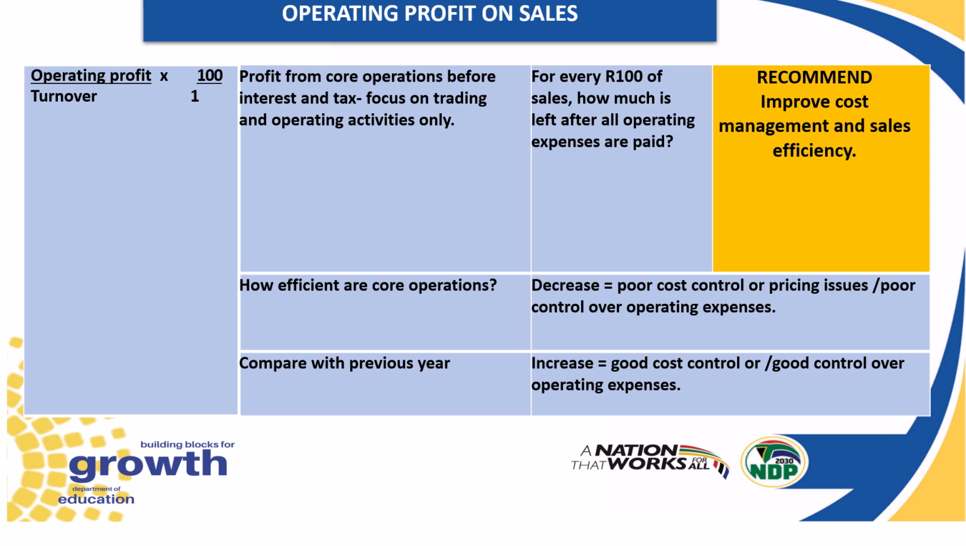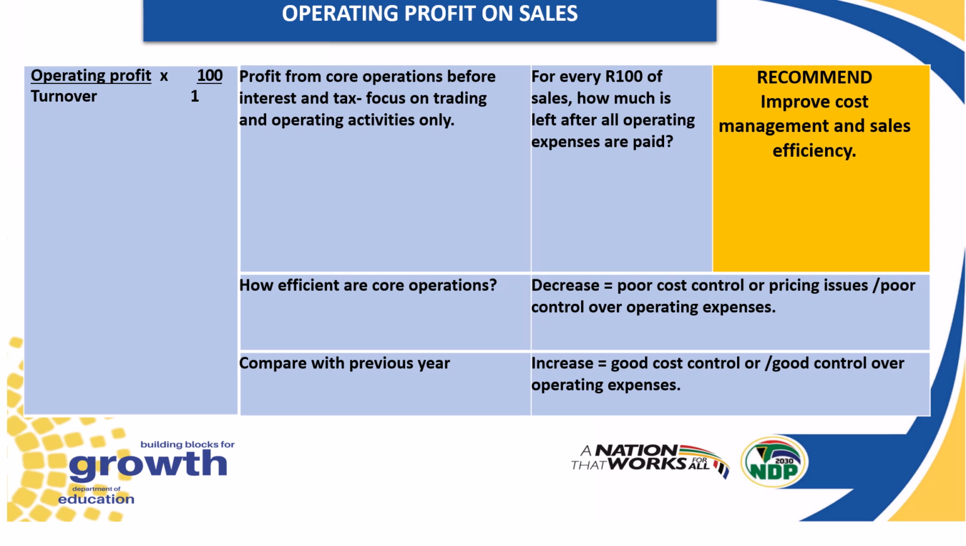So you take your operating profit, that is before your tax and before your interest, you divide it by your turnover, it's another word for sales, multiply by 100 on 1. So for every 100 Rand of sales, how much do you have left after you've paid all your expenses? You want this to be as high as possible because you want to have as much as possible left of your sales as your profit.